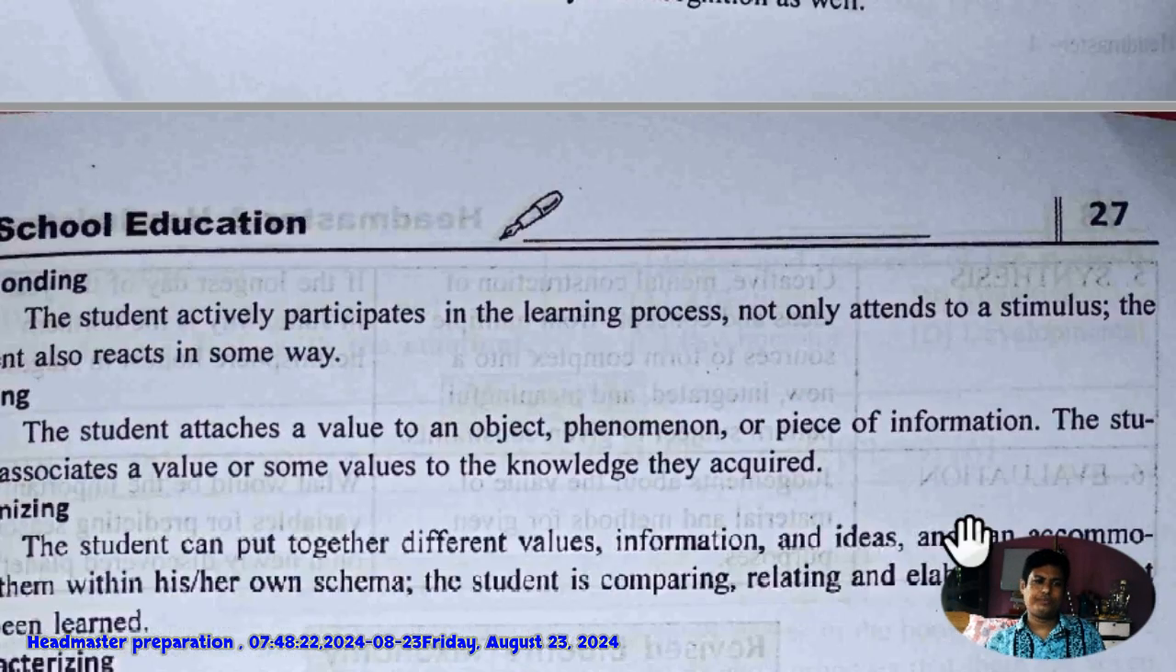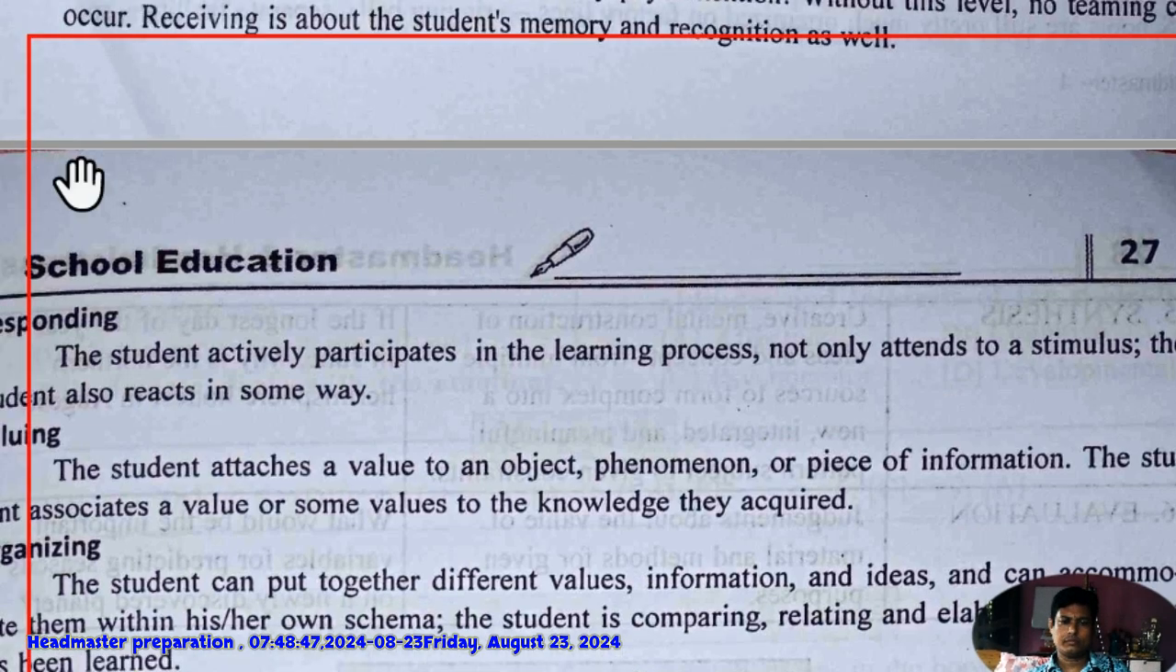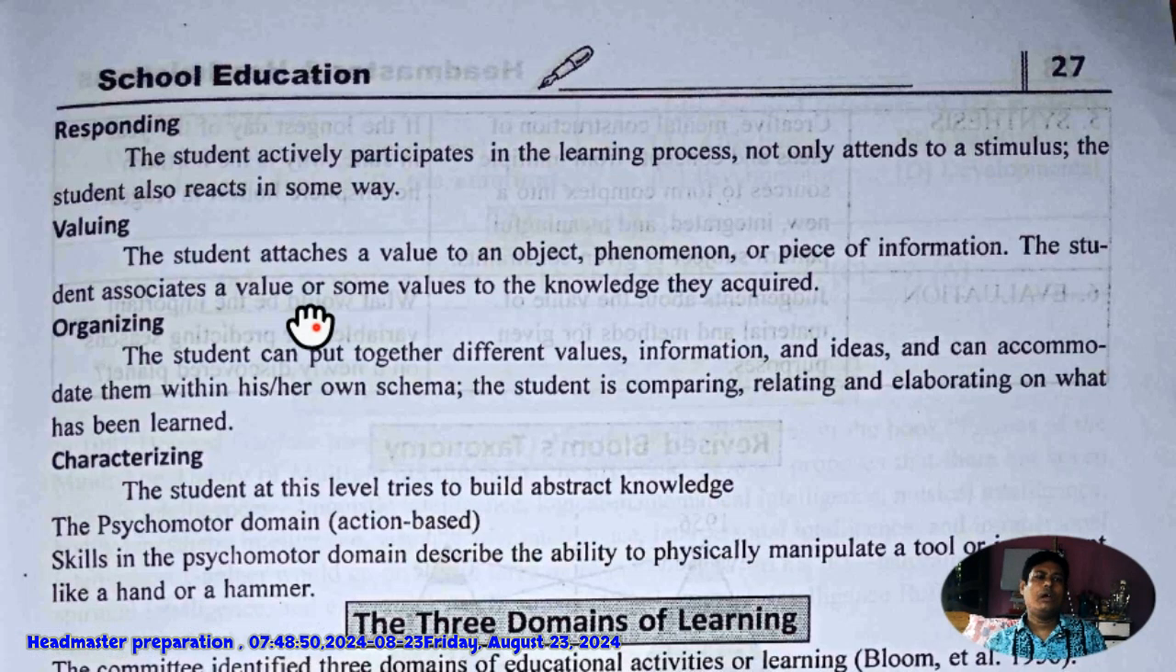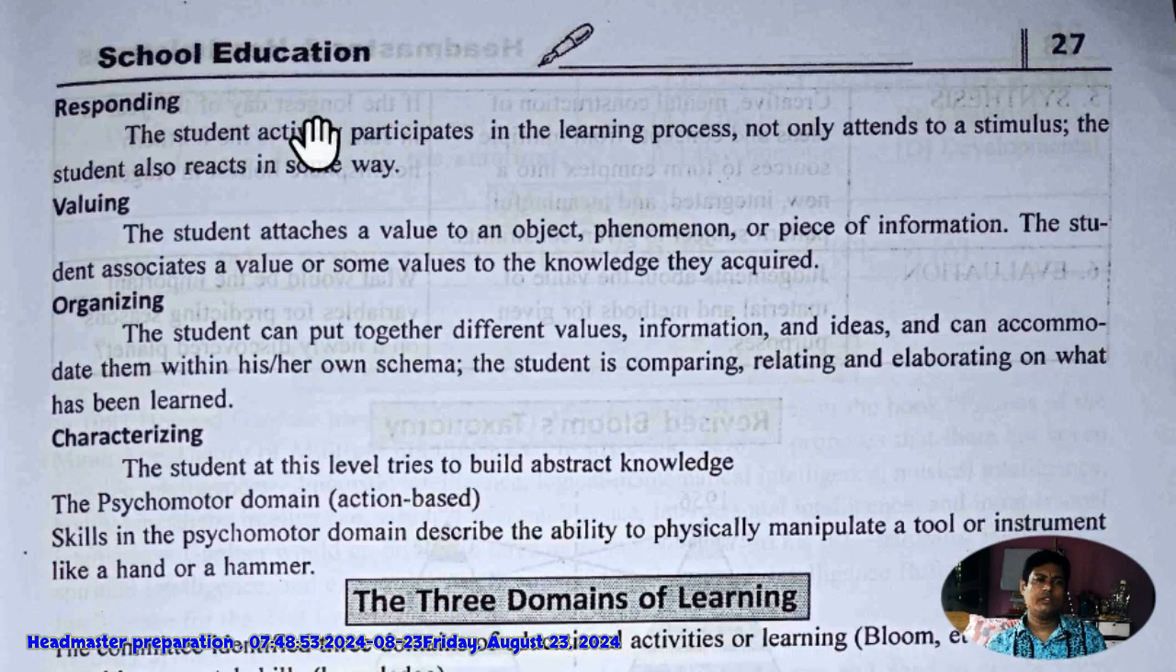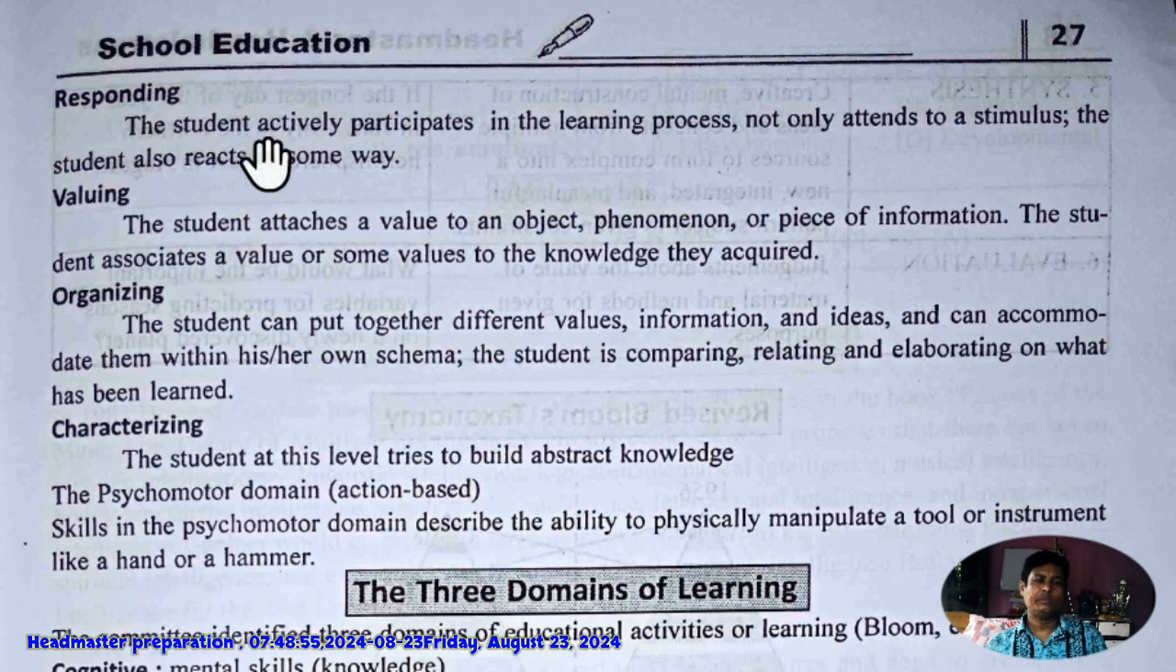Responding. Next, responding. The student actively participates in the learning process, not only attends to a stimulus, the student also reacts in some way. Valuing. The student attaches a value to an object, phenomenon, or piece of information. The student associates a value or some values to the knowledge they acquired.